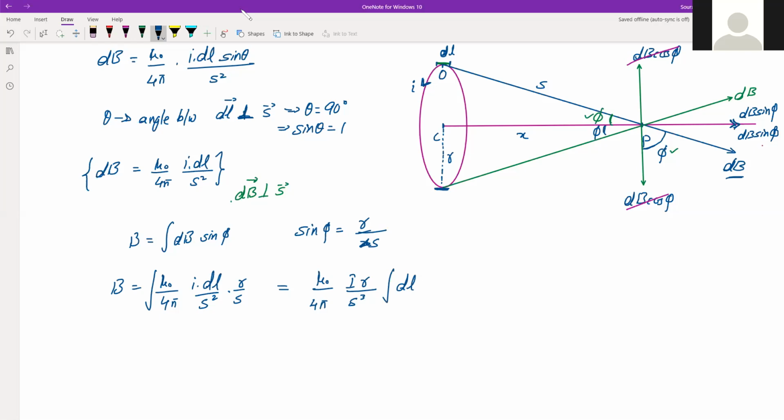That's all. And dl is actually what? Dl is the small segment of length on the circumference of the ring, so the total integration will be 2 pi r. So this will be equal to mu naught divided by 4 pi, I into r divided by s cube, into 2 pi r. So this gives us mu naught divided by 2s cube into I r square. This is the magnetic field.